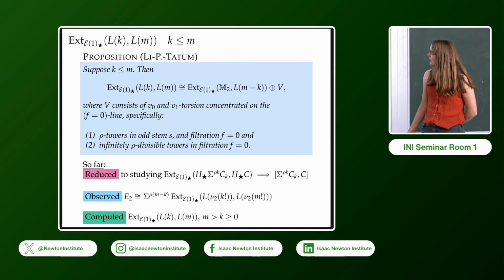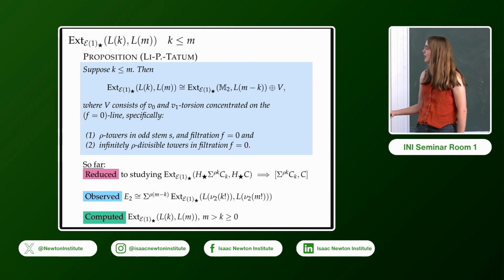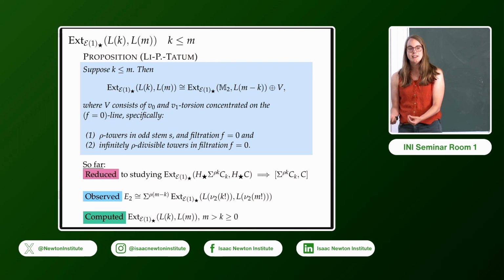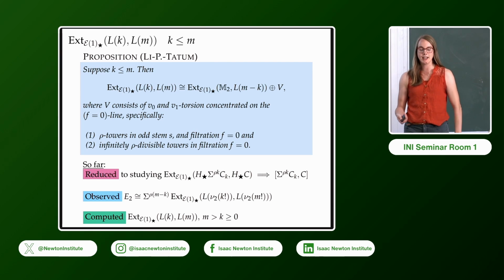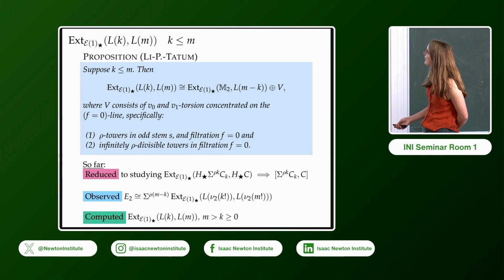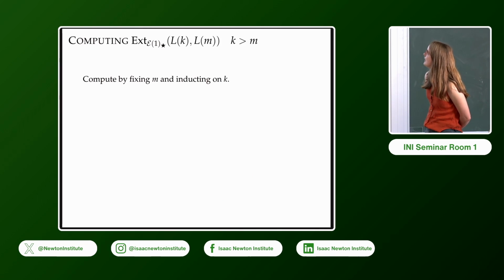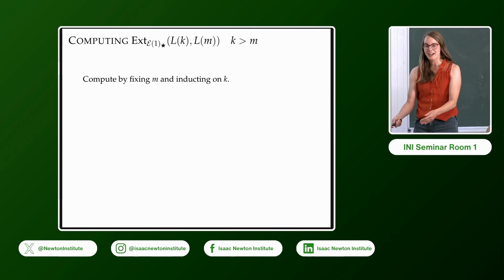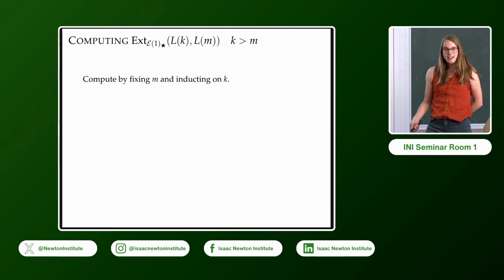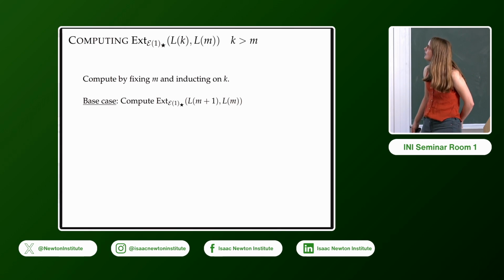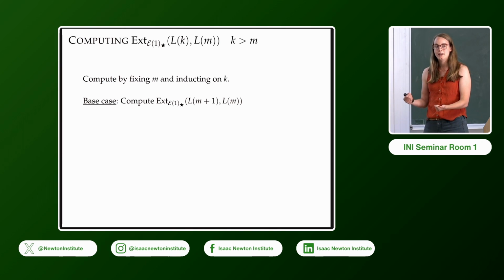So now we've computed everything where k is less than or equal to m, and what remains is to compute where k is greater than m. And these end up having a little bit more complicated form, which is the only reason why they separate it out. So still fixing m and inducting on k, our base case is going to be L of m plus 1, L of m.